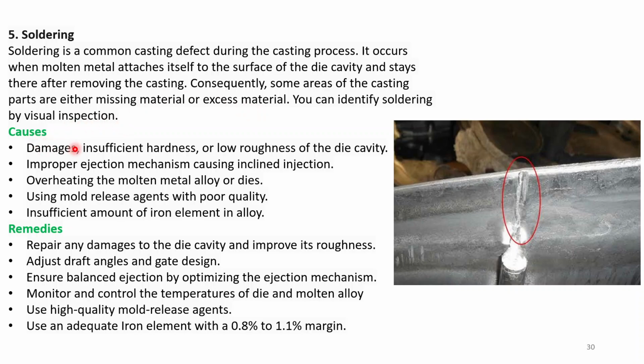So these are the various causes of soldering. First is damages, insufficient hardness or low roughness of the die cavity. Next is improper injection mechanism causing inclined injection. And then you have overheating the molten metal alloy or dies, or using mold release agents with poor quality, and also insufficient amount of iron element in alloy.